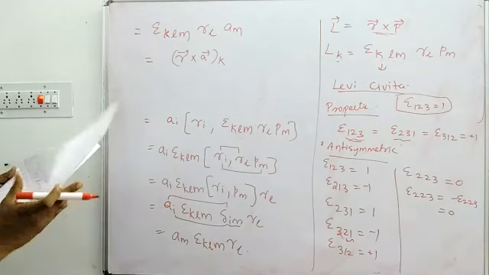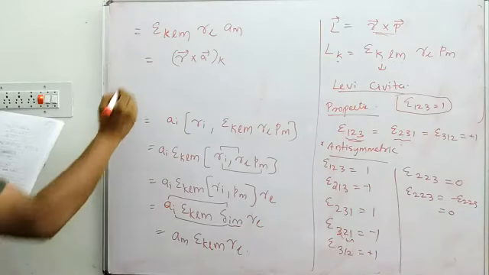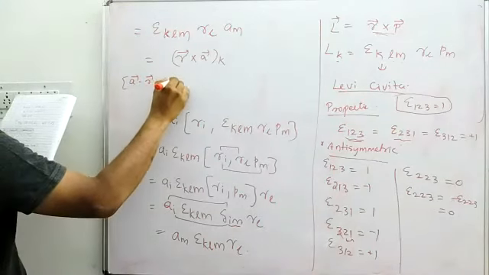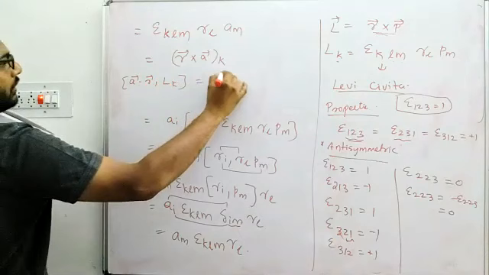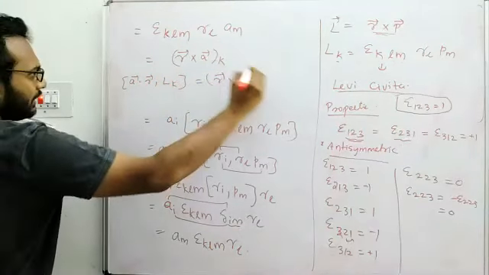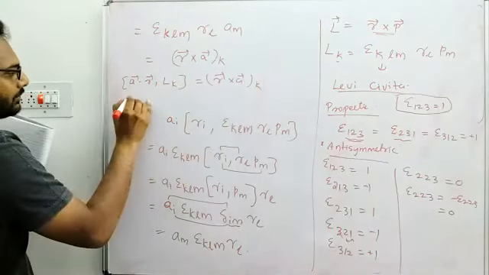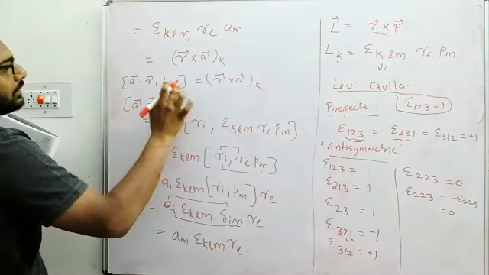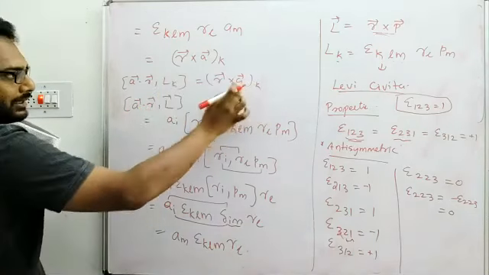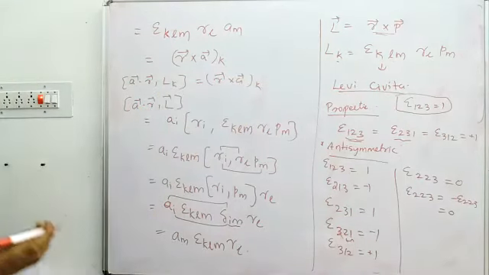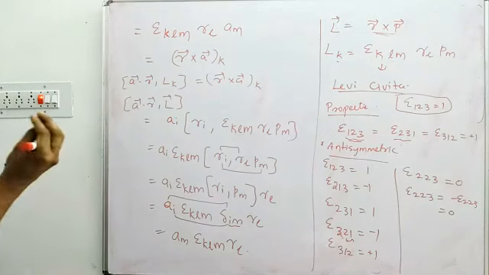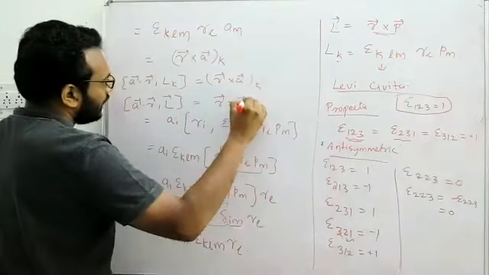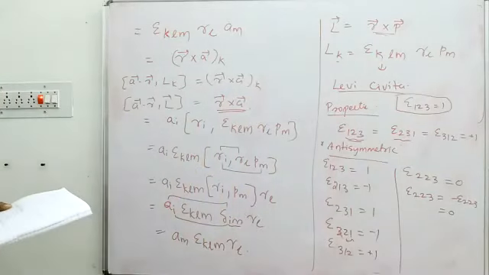But what were we doing? We were doing {A dot R, L_k}. This is equal to R cross A, a vector, and the kth component. So if k equals 1, you get the first component of R cross A. If k equals 2, you get the second component. If k equals 3, you get the third component. So this means that {A dot R, L vector} is equal to R vector cross A vector.